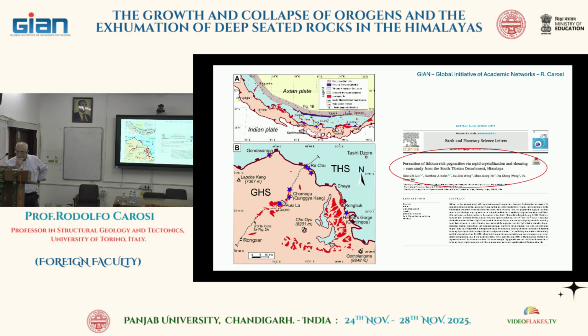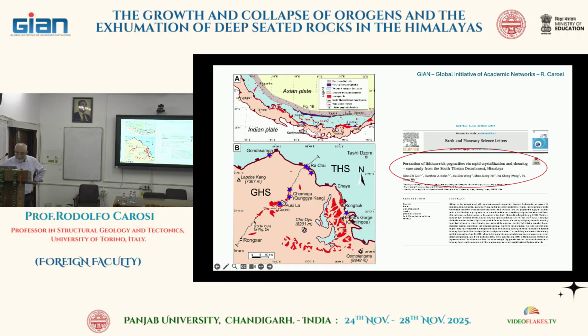Okay, this kind of leucogranite is a highly differentiated granite with peraluminous composition, sometimes with garnet, white mica, and so on. But they are now considered for the formation of lithium and rare earth elements because of the rapid crystallization and shearing. So the shearing is very important to generate lithium-rich pegmatites.